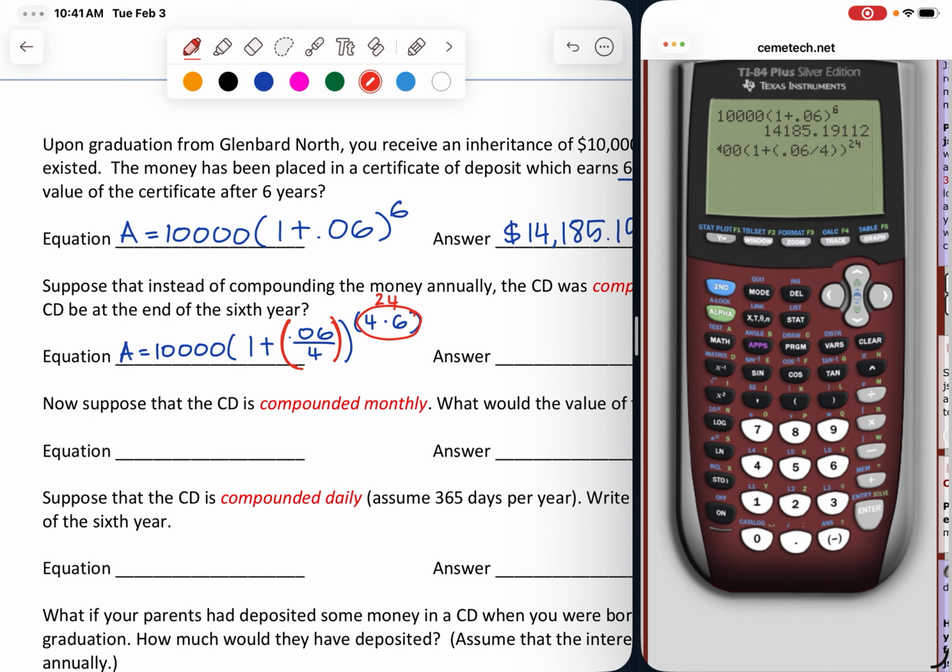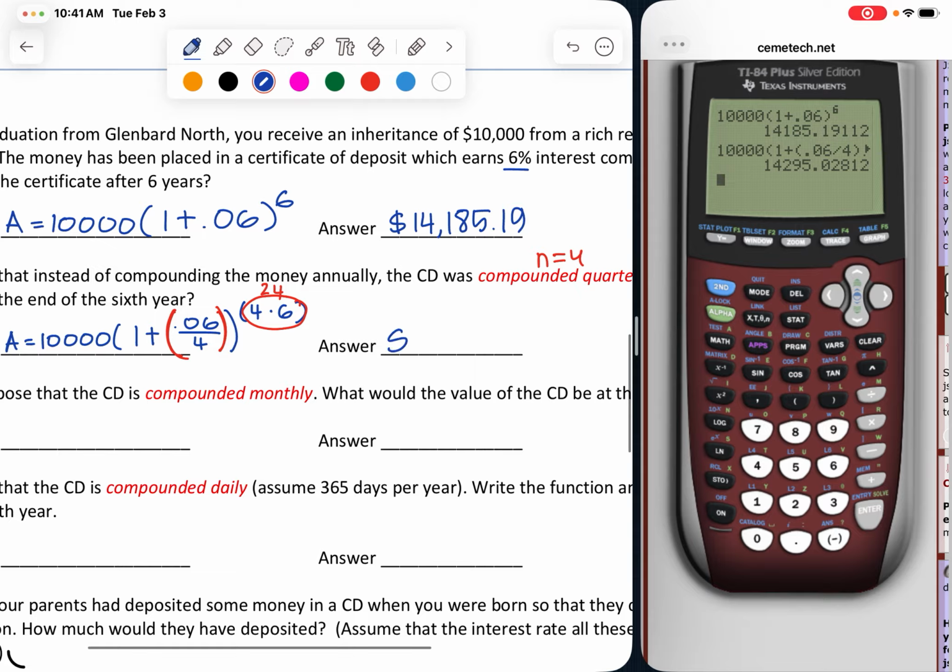Hit enter. And the reason I could put 4 times 6 up there, but some calculators don't have this. They have a caret, and then you have to put in parentheses 4 times 6. So that's why we're saving ourselves that commotion there. Okay, so we would then have $14,295.03. Not 2 cents, because it rounds up to 3.